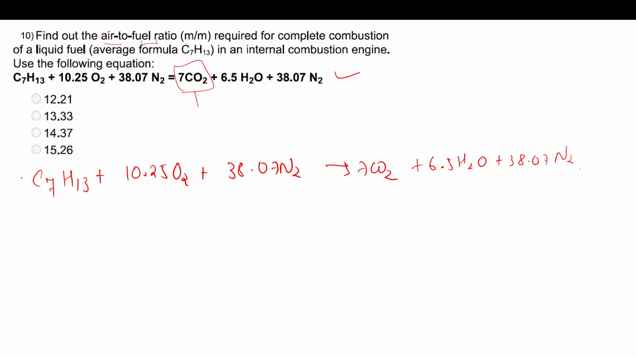So here you can say the stoichiometric coefficient is 1. So 1 mole of this compound reacts with 10.25 moles of O2 to give you complete combustion. Okay, now what is the stoichiometric ratio? Because you will not be giving pure oxygen to the engine, you will be giving air to it. So what is the fraction of oxygen in air? Nitrogen here is inert, it will not react.